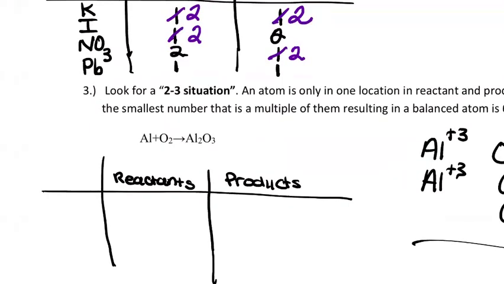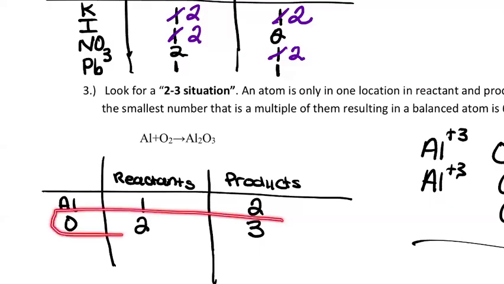Okay, so I have aluminum and oxygens, and that's it. In the reactant side, I have 1 aluminum and 2 oxygens. And on the right side, I have 2 aluminums and 3 oxygen atoms. Now, we already said that it's a 3-2 situation. So when we look at oxygen, can you see that it's only in one location on the left side and only in one location on the right side? So I'm going to need to get this to 6.